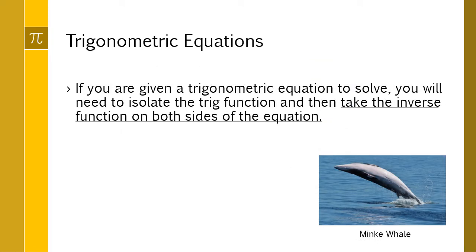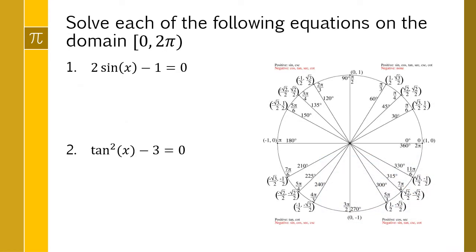If we have a trigonometric equation, then the inverse is simply called the inverse trig function. So something like inverse sine or inverse cosine or inverse tangent. So if you're given a trigonometric equation to solve, you will need to isolate the trig function and then take the inverse function on both sides of the equation. So let's look at some examples here.